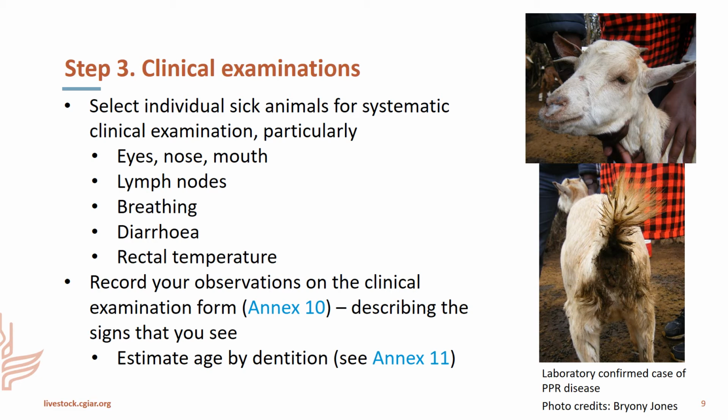When you examine the mouth, make a note of the number of pairs of permanent incisor teeth, which is a good indicator of the animal's age. See more details of how to age by dentition in Annex 11.